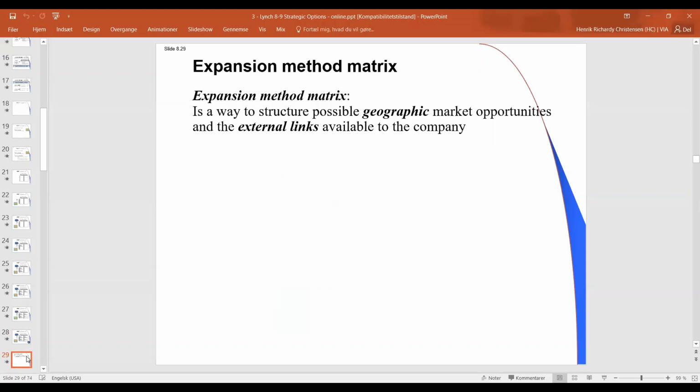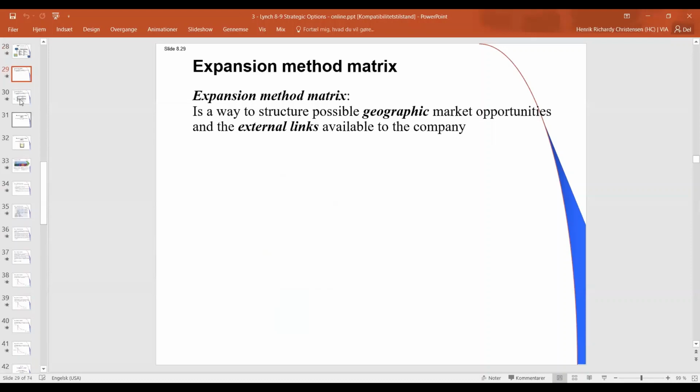And then we have the expansion method matrix. And please just note that it's a way to structure possible geographic market opportunities and external links available to the company. And let's try to see what that simply means.